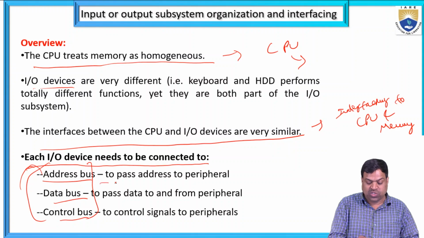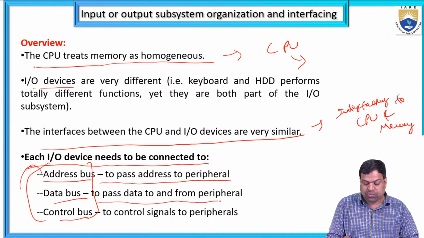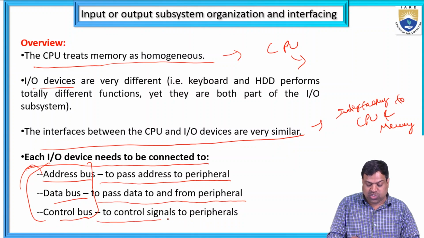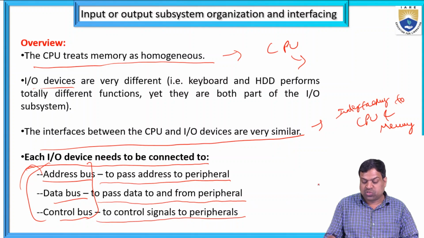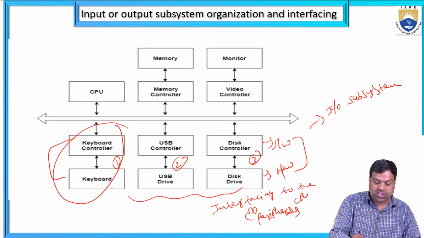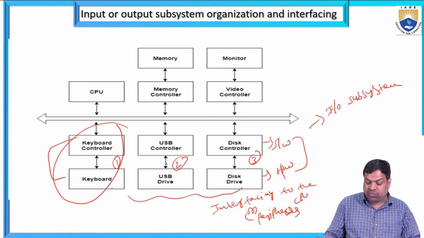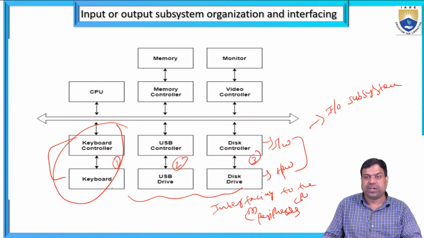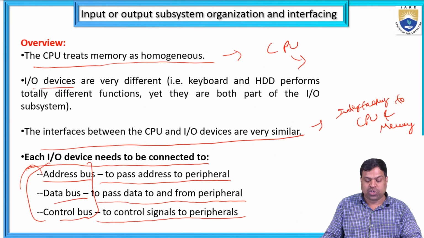So what does address bus mean? To pass addresses to the peripheral. Data bus means to pass data to and from the peripheral. Control bus means to pass control signals to the peripheral. Suppose I connect a keyboard. When I'm connecting the keyboard, how will it be activated? When I connect to the USB, or connect to the disk drive, how is it possible to connect?